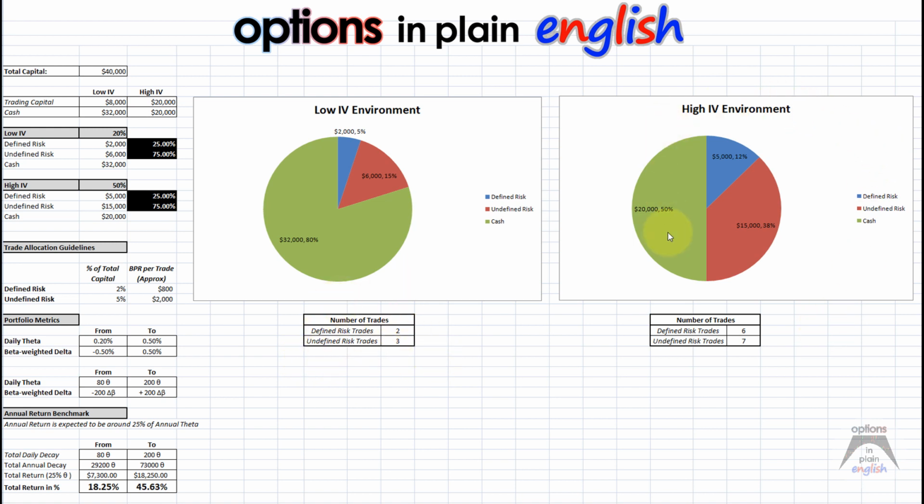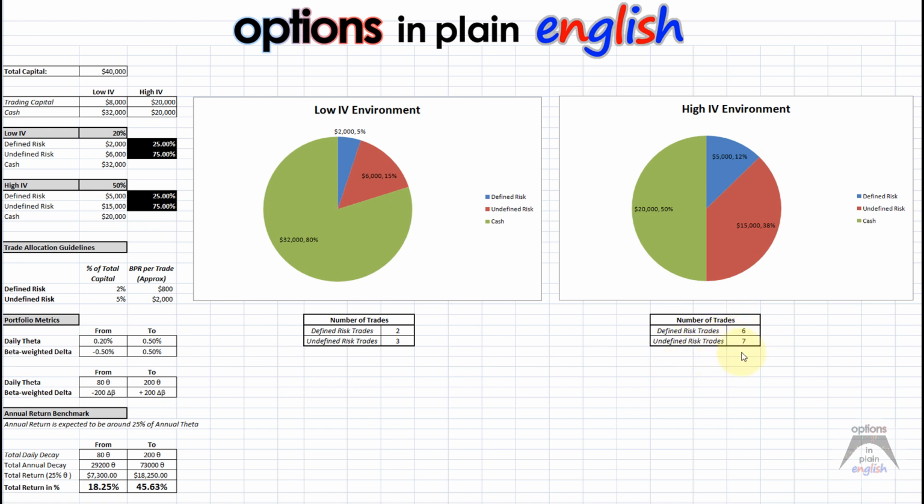And the same thing for a high IV environment. We would have a total of 6 defined risk trades because every trade is $800. So we can deploy $5,000. So 6 times 8 is 48. So $4,800. So 6 defined risk trades and 7 undefined risk trades because we can use $15,000 and each one of them is 2,000. So it's roughly 7 positions.